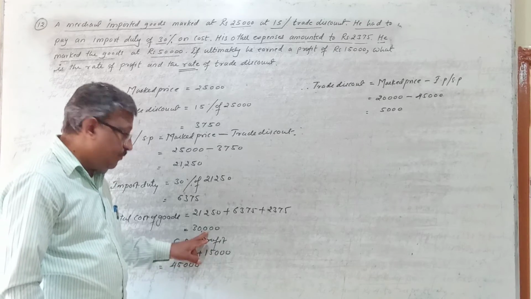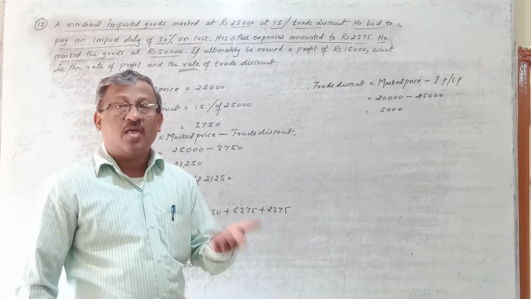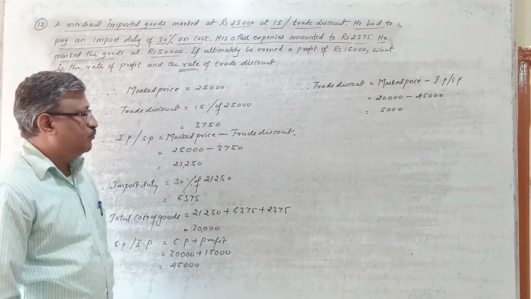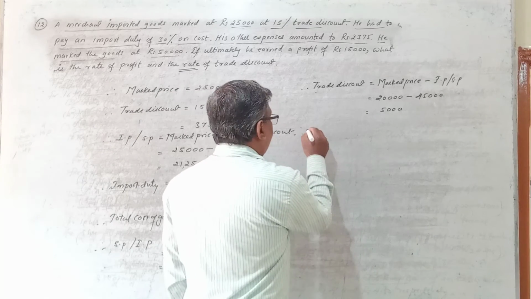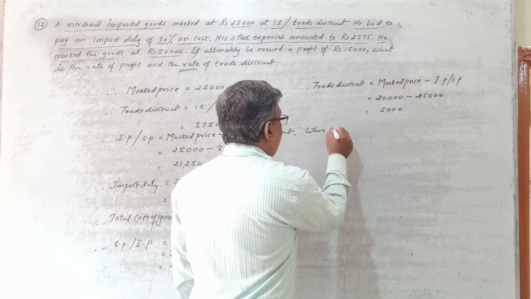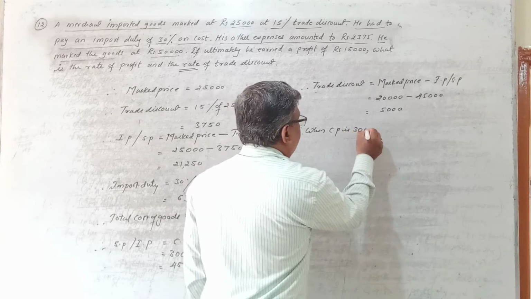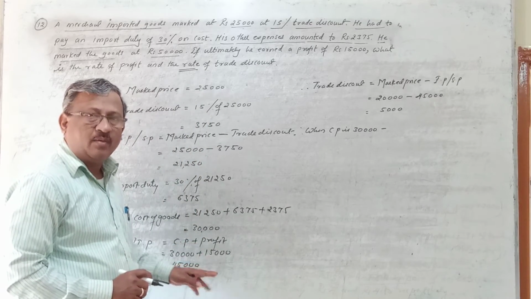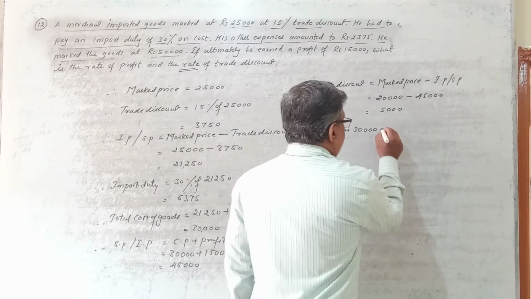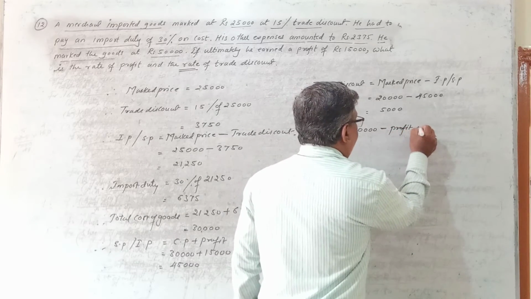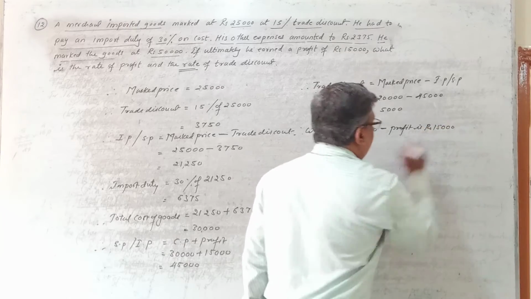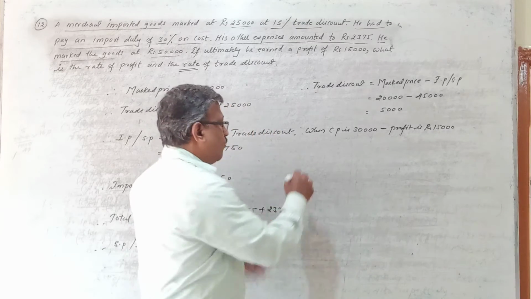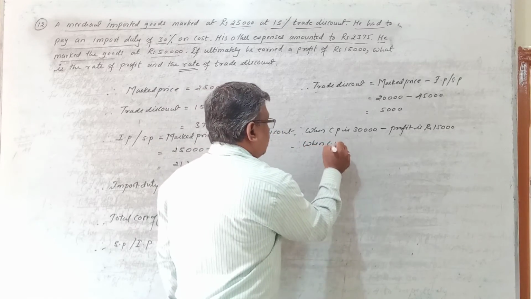So if this is the profit earned per 30,000 rupees, I want to know how much profit can be earned per 100. That is what is called the rate of profit. So let's put the equation. When the cost price is rupees 30,000, at that time what should be my profit? My profit should be rupees 15,000.